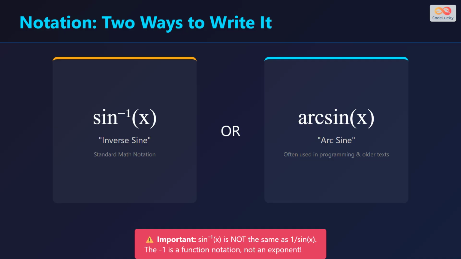In mathematics, we write this inverse operation in two common ways. The first is sine with a -1 superscript. It is important to know that this -1 is not an exponent. It does not mean 1 divided by sine. The second way, often used in computer science, is arcsin. Both mean exactly the same thing.